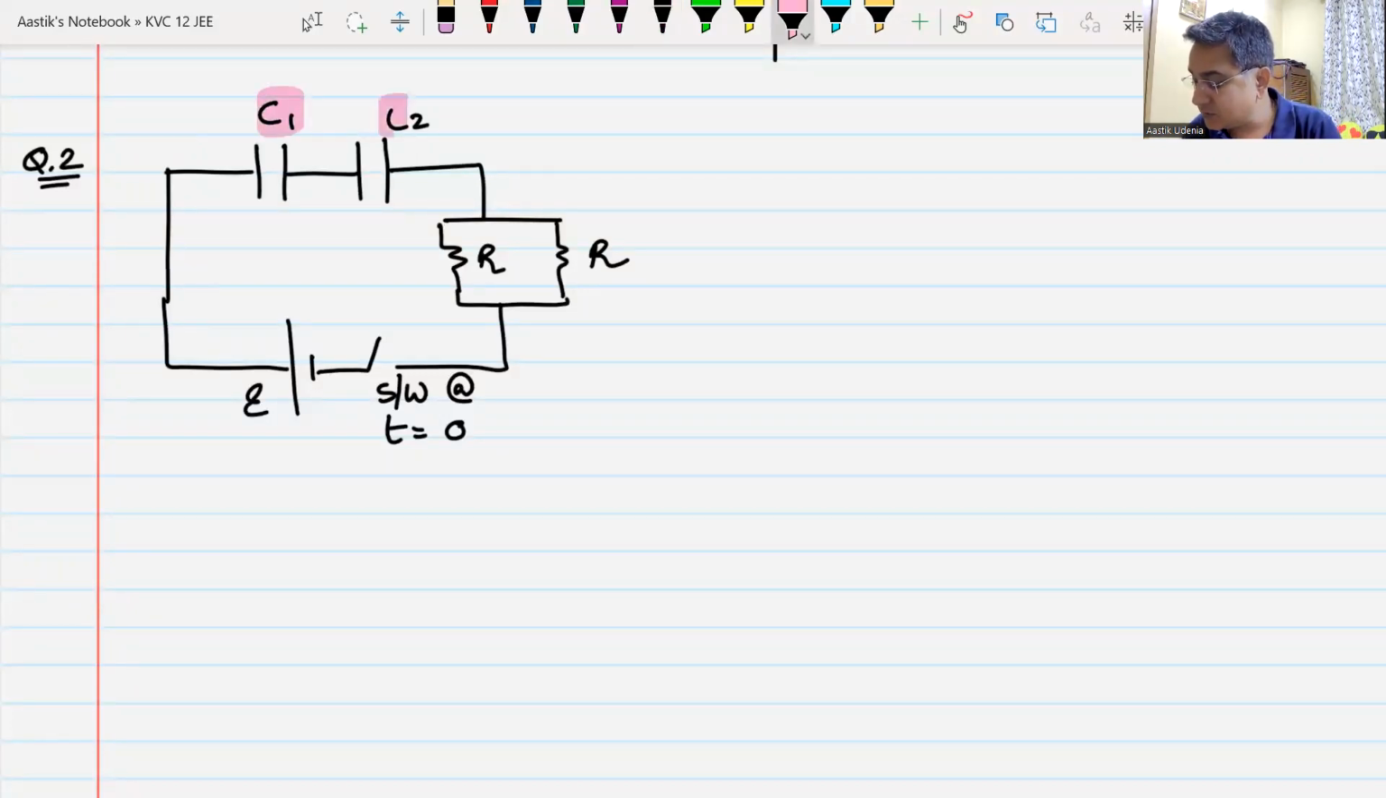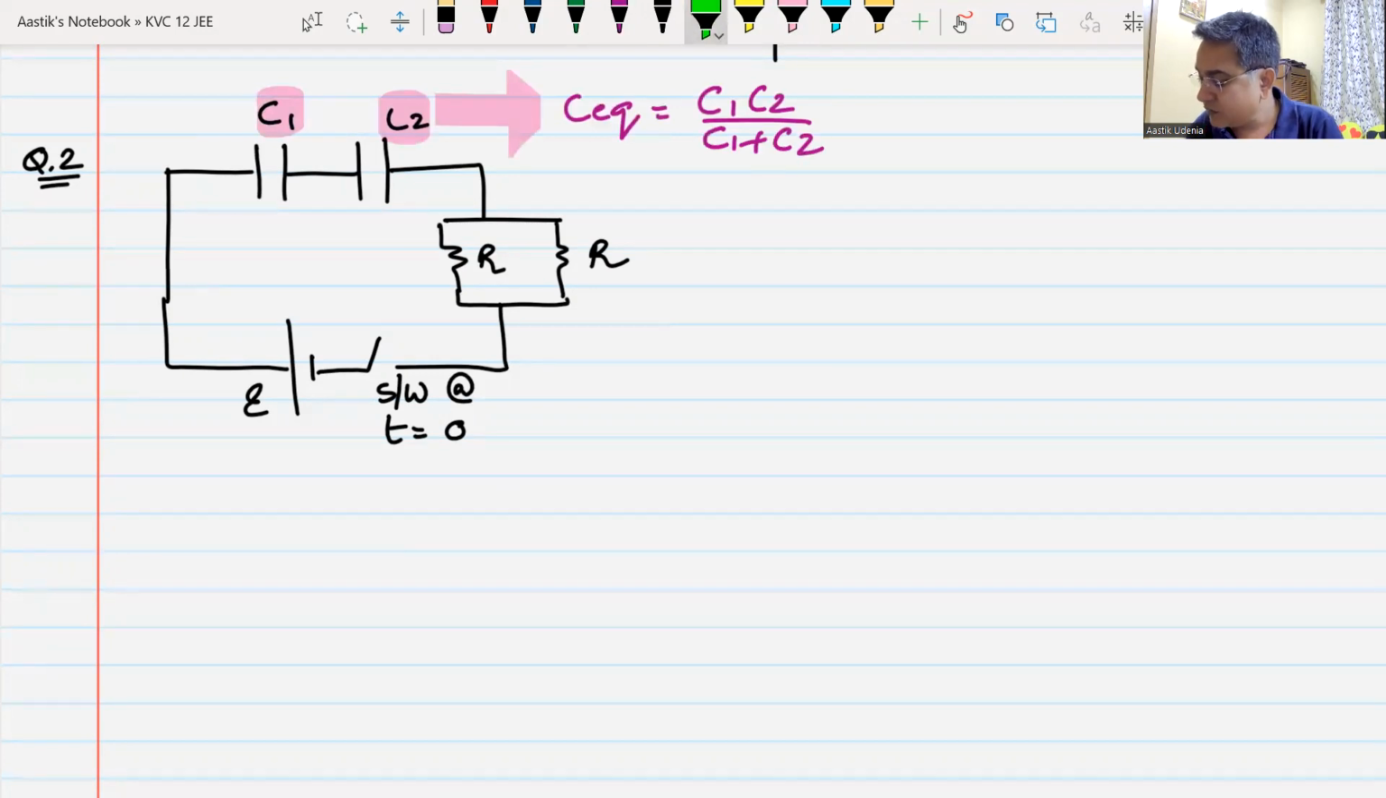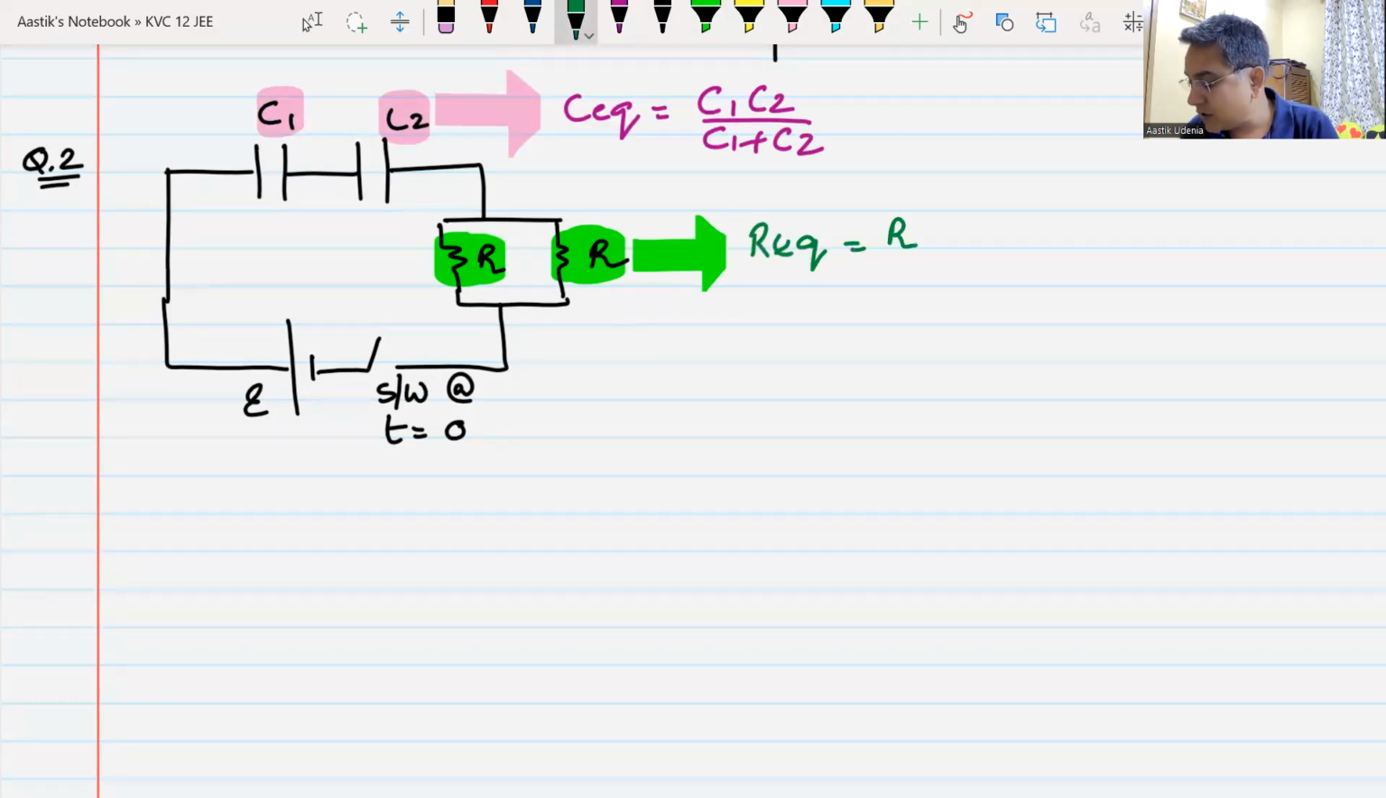These two capacitors are in series. I can find out the equivalent capacitance. Equivalent capacitance of this system will be C1 C2 upon C1 plus C2. These two resistors R and R are in parallel. I can replace them by one resistor. The equivalent resistance will be equal to R by 2. Now I have one capacitor and one resistor connected, and I can straight away write the charge on the capacitors, because the charge is going to be the same.